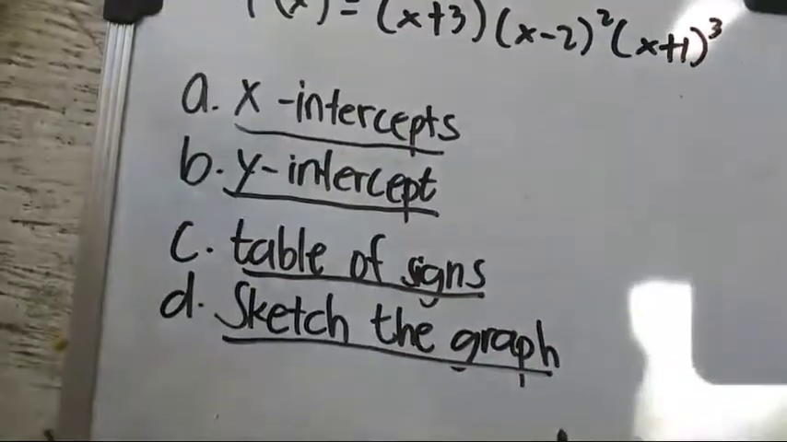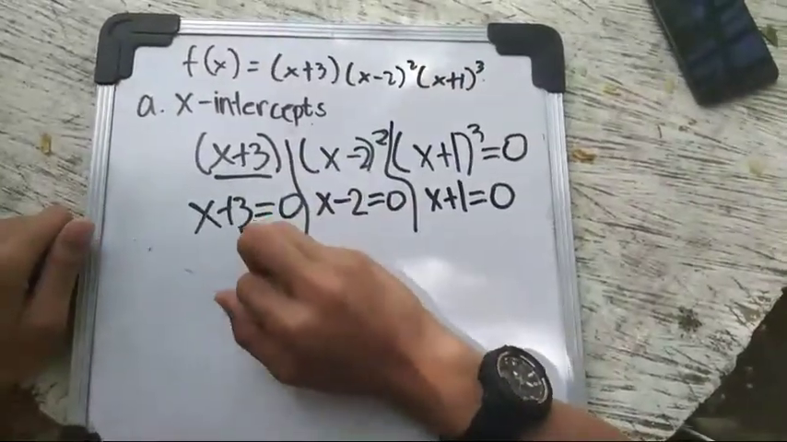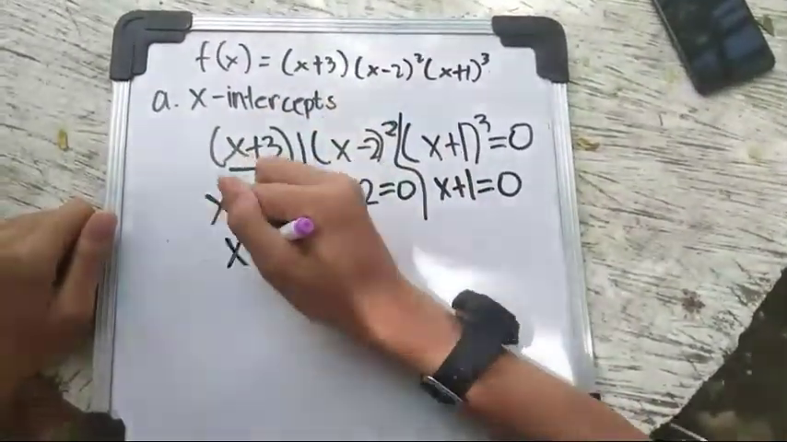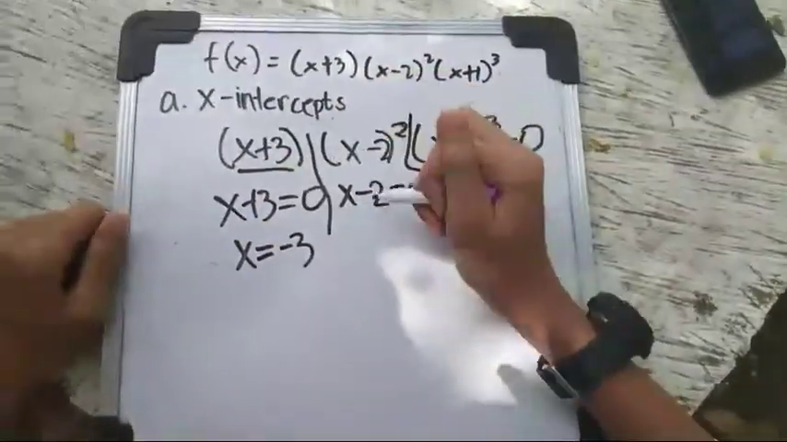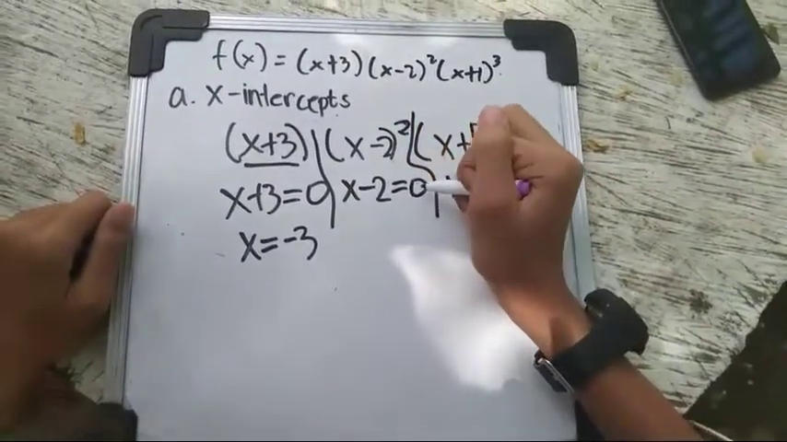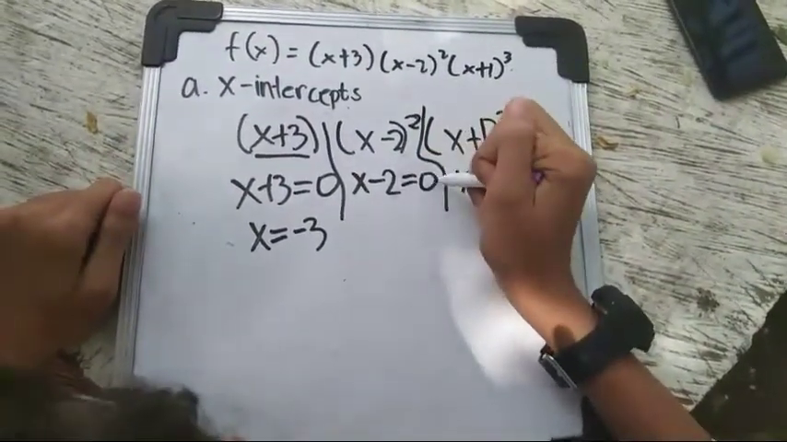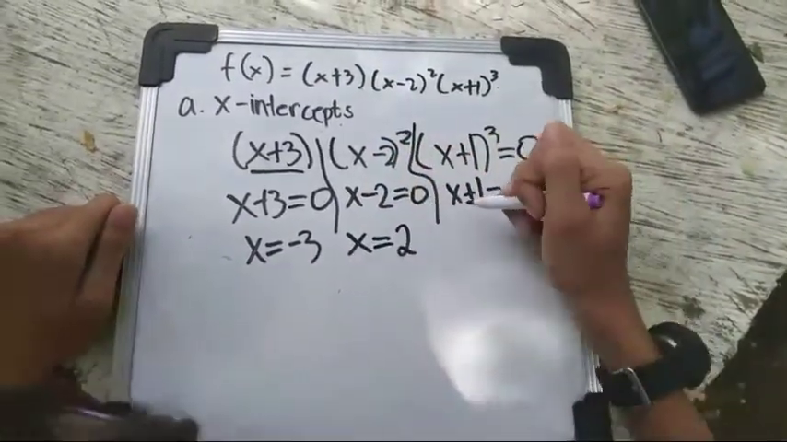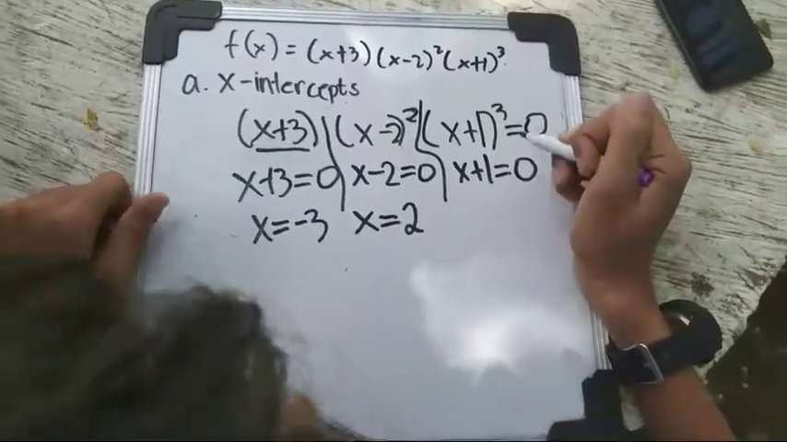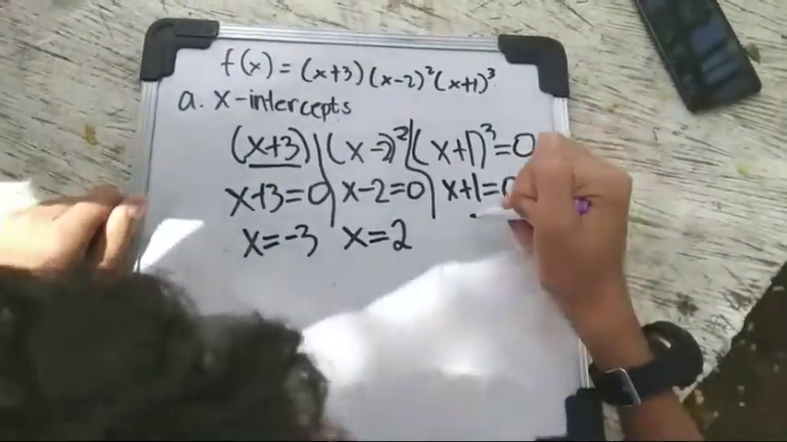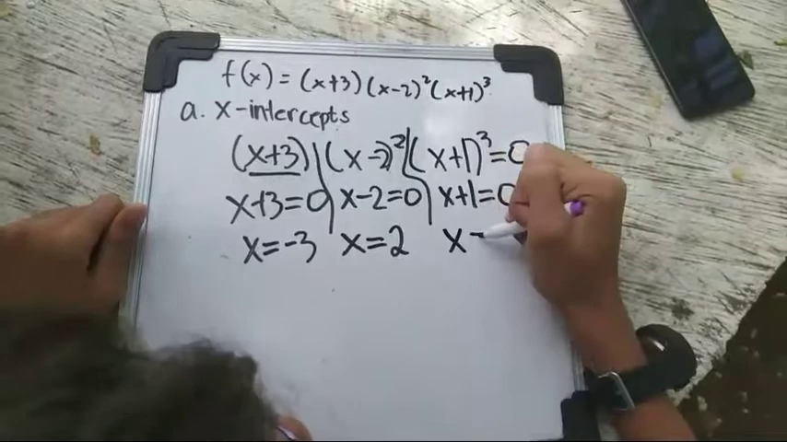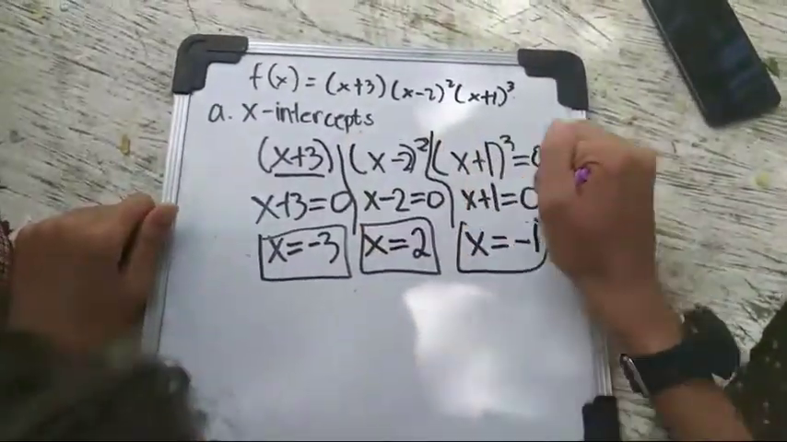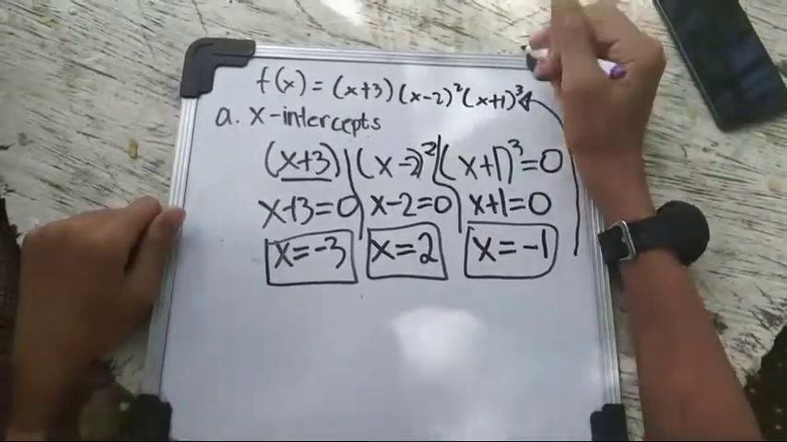For the equation x plus 3 equals 0, we transpose 3, so x equals negative 3. The next equation is x minus 2 equals 0. The negative 2 is transposed to the other side, so x equals 2. For the last equation, x plus 1 equals 0, we transpose 1 to the other side, which becomes x equals negative 1. Now we have found the x-intercepts.